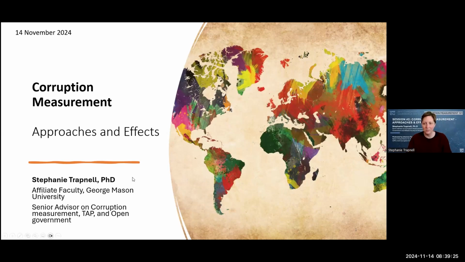Is my screen fuzzy? Do I need to fix it? No? Looks good. Okay, thank you, because sometimes it goes fuzzy. Feel free to let me know.